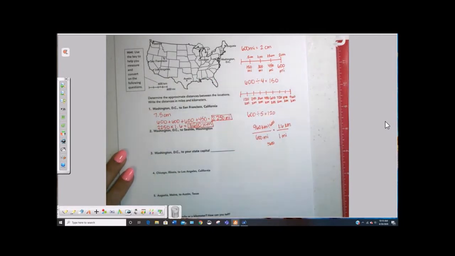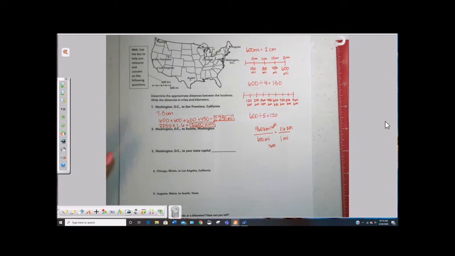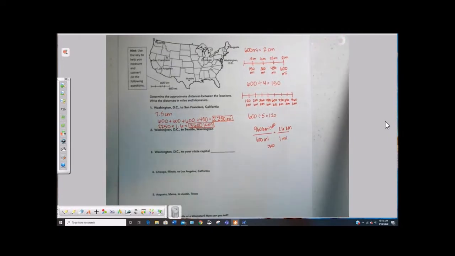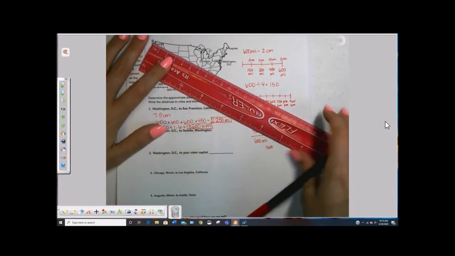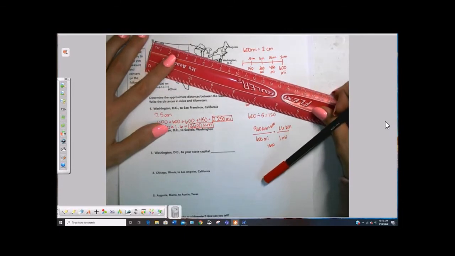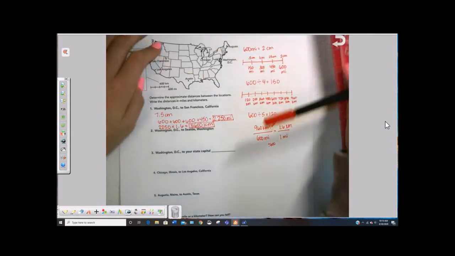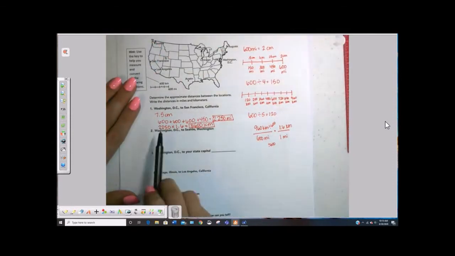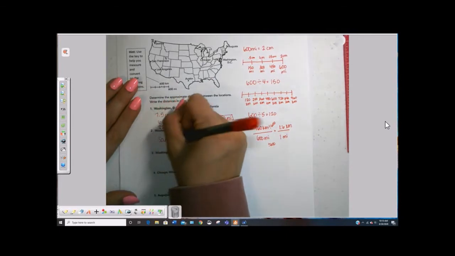Looking at number 2, it's Washington, D.C. to Seattle, Washington. So we're going to measure that in centimeters. And when we measure that in centimeters, we'll notice that it's the same. So it's 7.5 centimeters again. So I just put same as number 1. I'm not going to redo the work over again. So same as number 1.